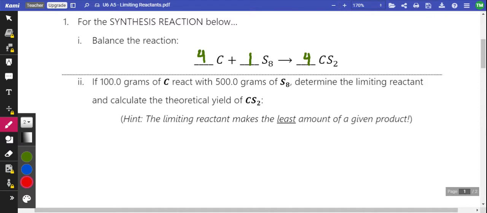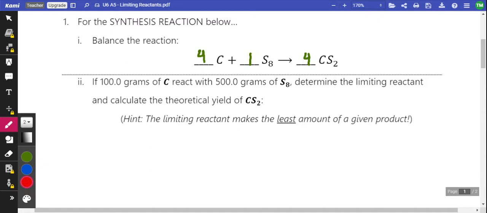So in order to figure out what our theoretical yield is going to be and what our limiting reactant is, which chemical runs out first, all we have to do is figure out the theoretical yield twice using our 100 grams of carbon and our 500 grams of S8, and in both cases trying to figure out how much CS2 we should make. Whatever makes the least amount is what's running out first. So we're kind of pretending like we're doing these independently.